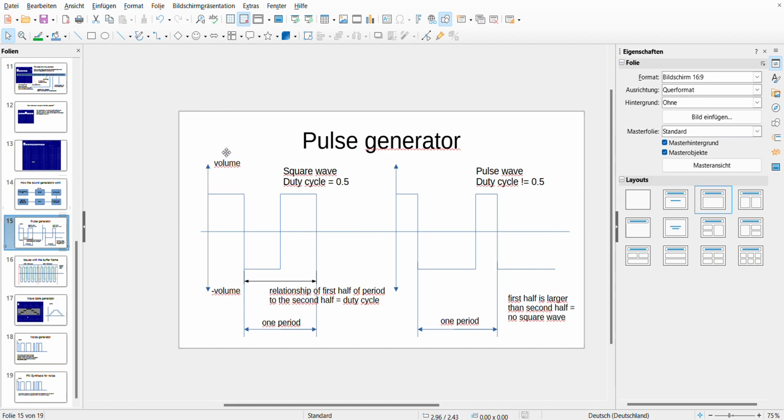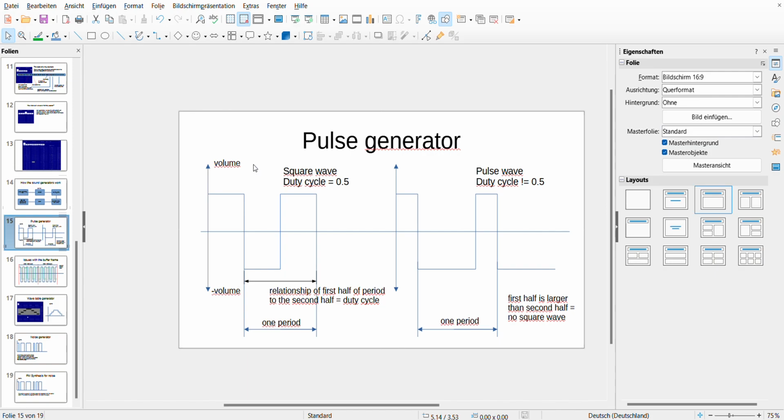Let's discuss the pulse generator first. On the left you can see a classic square wave. A square wave separates itself from a pulse wave in that its duty cycle has the value 0.5 or 50%. When we multiply 0.5 with the number of samples of one period, we get the length of the first half of our periodic signal. For example, when the frequency of our signal is 100 Hz, that means we have to process 441 samples per period.